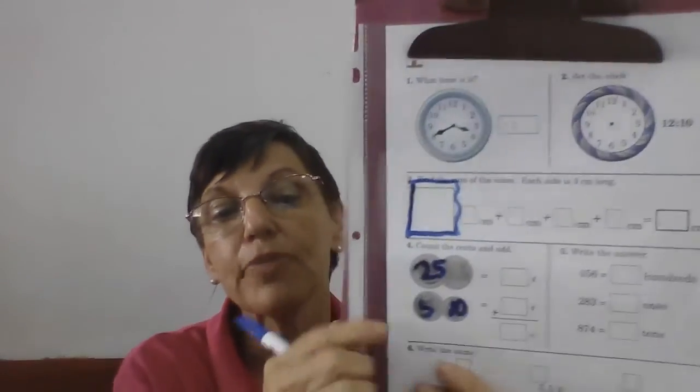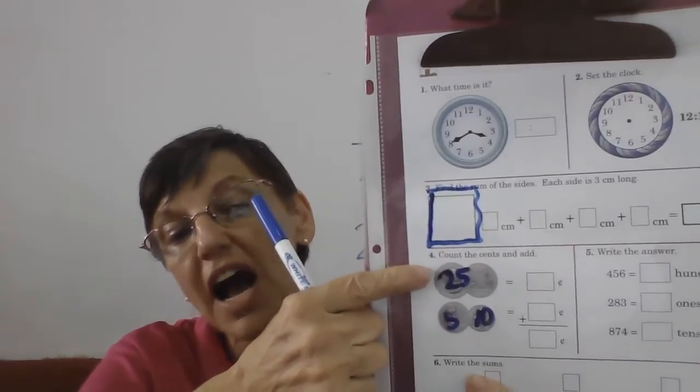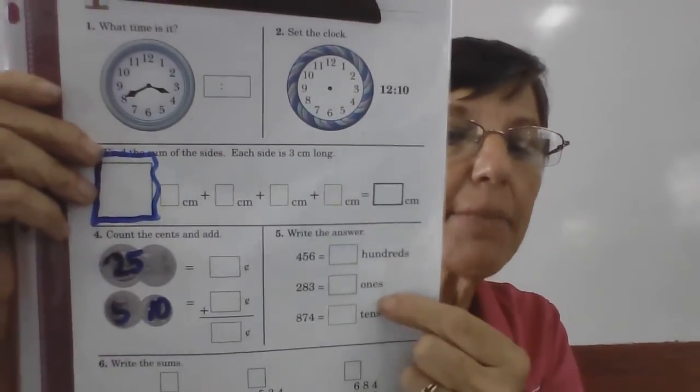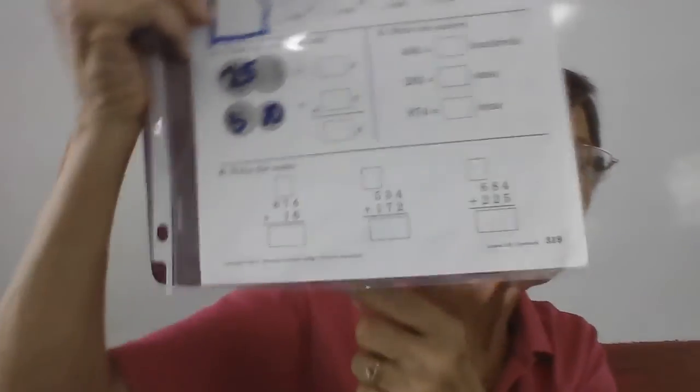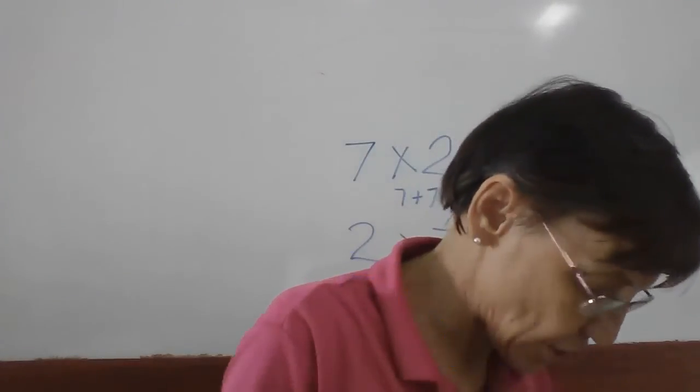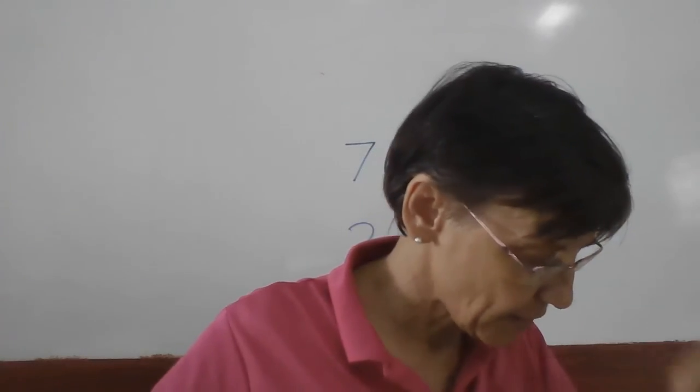Okay, here we go. Over here, here's your 25, 5, and 10, if you don't remember. Over here, how many hundreds, how many ones, how many tens? Down here, you're going to add them all together. You got that? Easy, sneezy. Got it? Great. Okay. So, let's see. That's our lesson today. Okay.